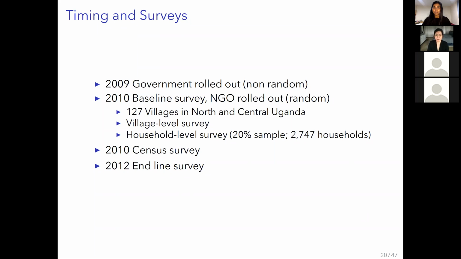Okay, a few things about data. Just a timeline: the government rolled out in 2009, it was non-random. The NGO collected a baseline in 2010, then did a random rollout. We have 2 surveys at the village level and the household level. In 2010, we have the Ugandan census data, which we did not collect, but we have, and we can use it to enrich our analysis, controls, balance checks, and so forth. In 2012, we have the endline survey from the NGO. So our effects you should think about as short or medium run, because we're looking at effects 2.5 years out from NGO entry.